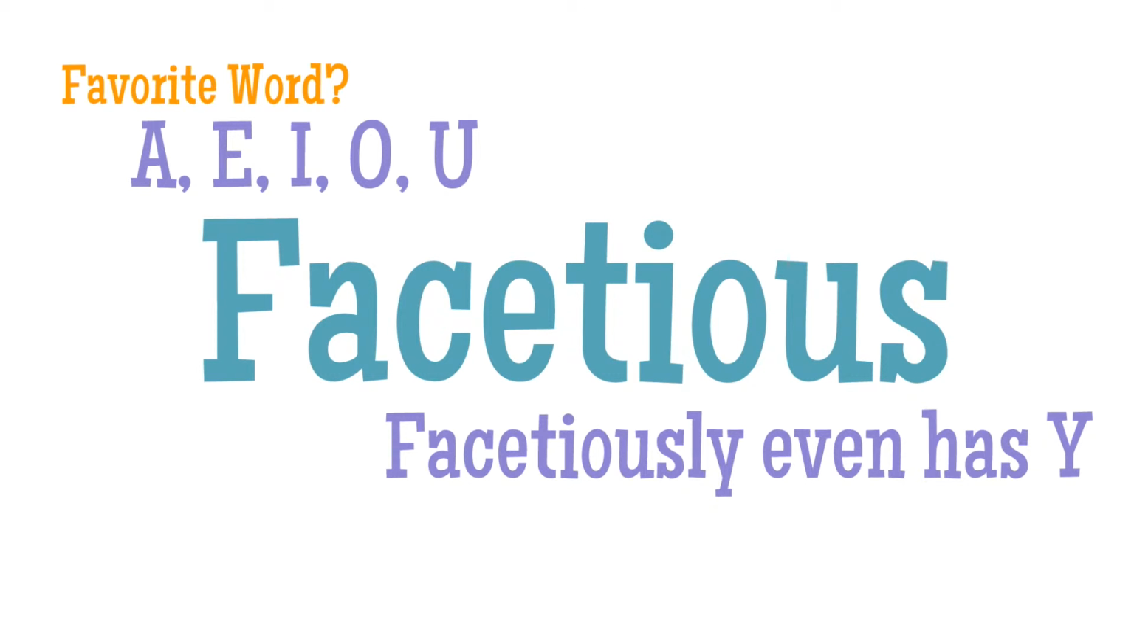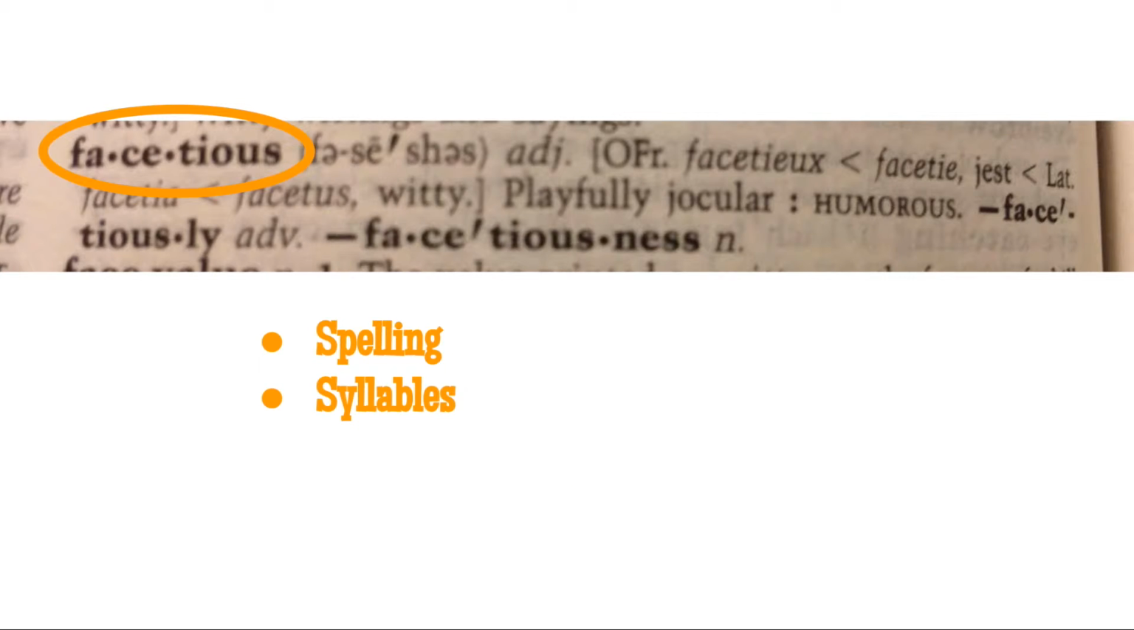I'll give you a clue. It has all 5 vowels in alphabetical order. If you guessed facetious, then congratulations, we have a winner. So let's take a look. Here we have facetious from the old school dictionary that I have in my classroom.